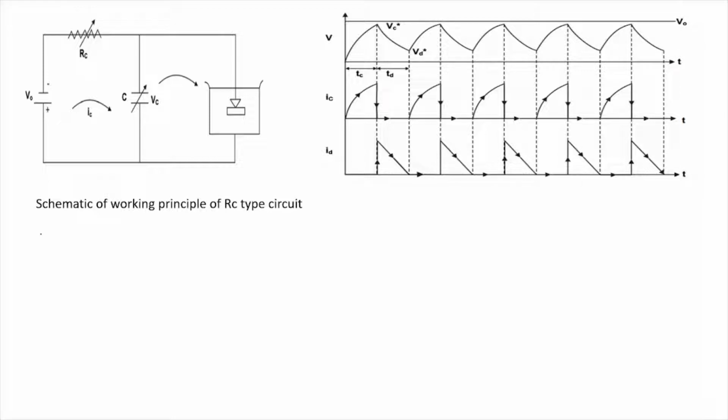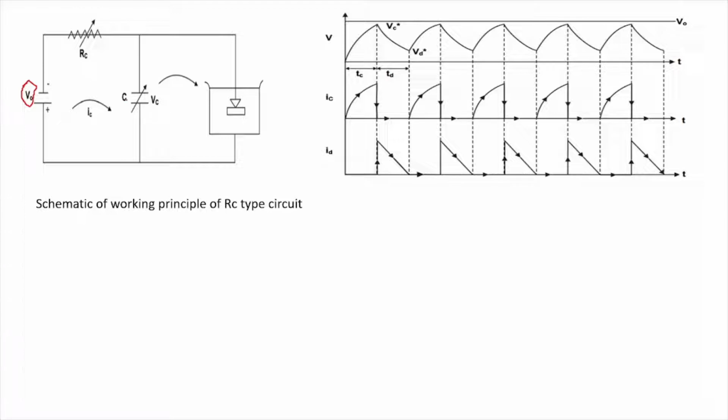We can derive the expression in two phases: one is the charging phase and one is the discharging phase. In the charging phase, the capacitor is getting charged. At any instant of time the capacitor voltage is VC, and in that diagram V0 is the open circuit voltage. VC is the varying voltage, and the capacitor is getting charged at that varying voltage VC. Then the charging current comes into the picture, that is IC.